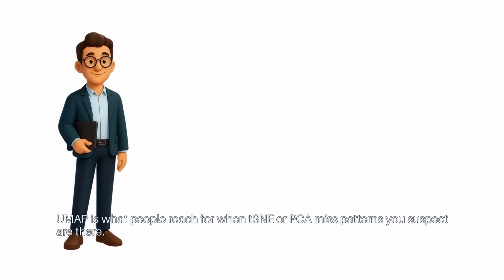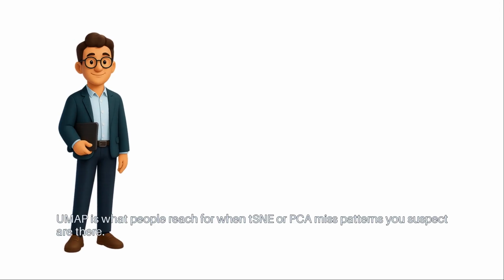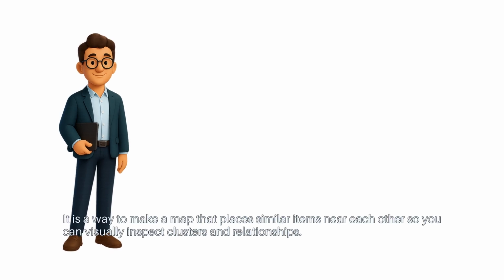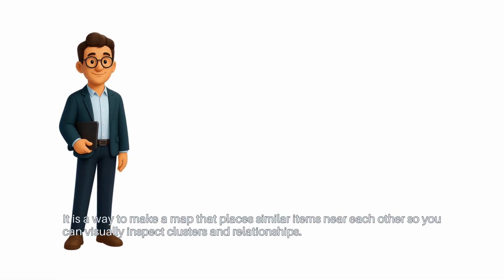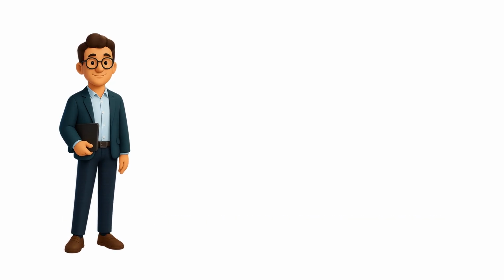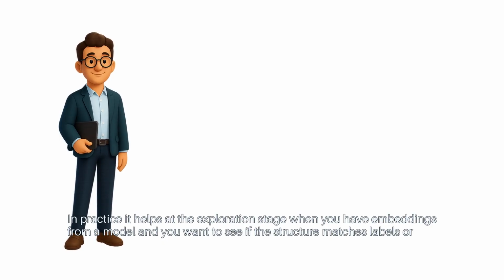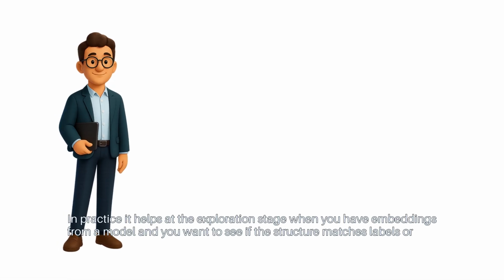UMAP is what people reach for when t-SNE or PCA miss patterns you suspect are there. It is not a classifier. It is a way to make a map that places similar items near each other, so you can visually inspect clusters and relationships. In practice, it helps at the exploration stage when you have embeddings from a model and you want to see if the structure matches labels or intuition.